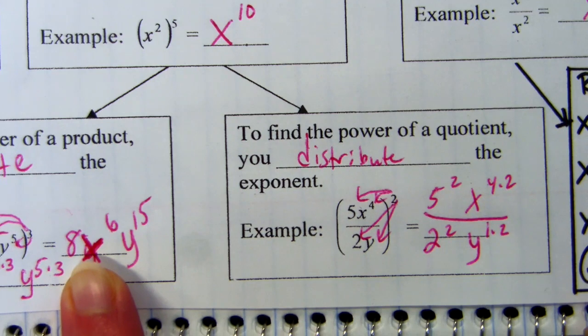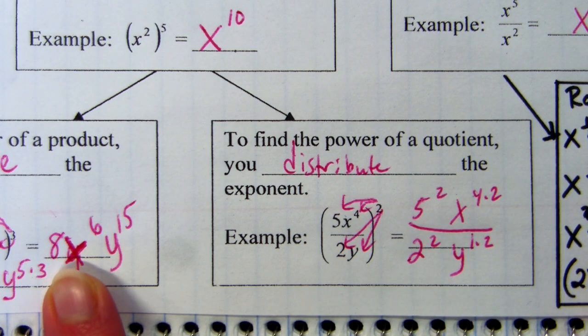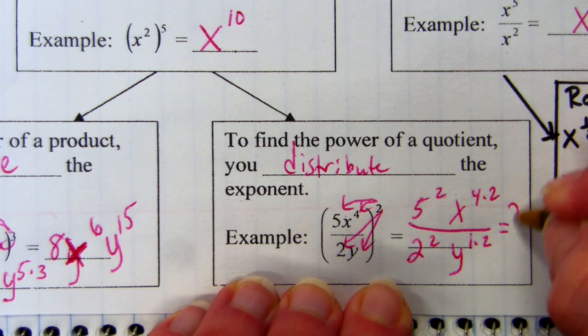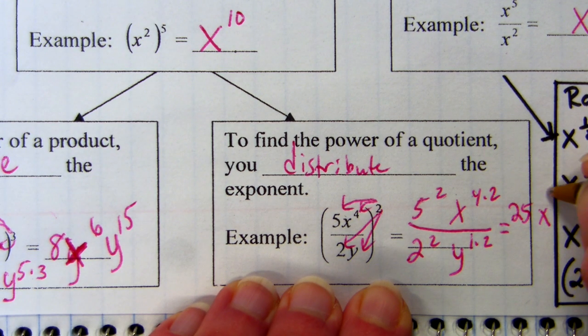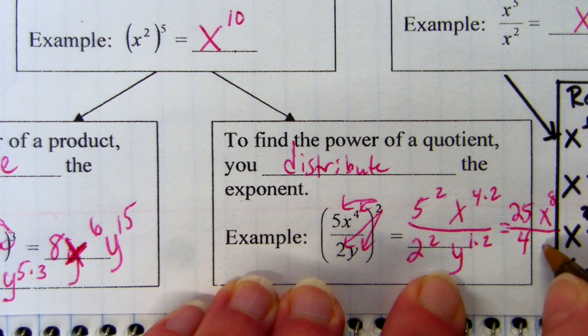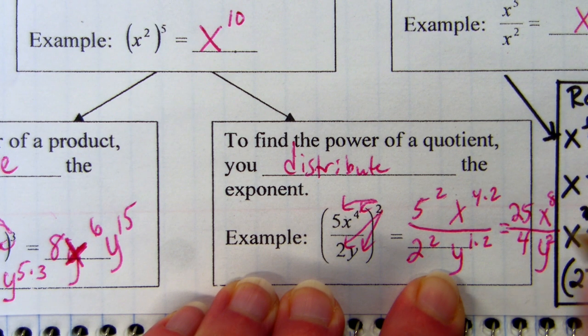So I took a lot of room there to write out the work. That's okay. I'll just have to write small here. So 5 squared is 5 times 5, so that's 25. And I'd have x to the 8th. 2 squared is 2 times 2, which is 4. And then y to the 2nd.